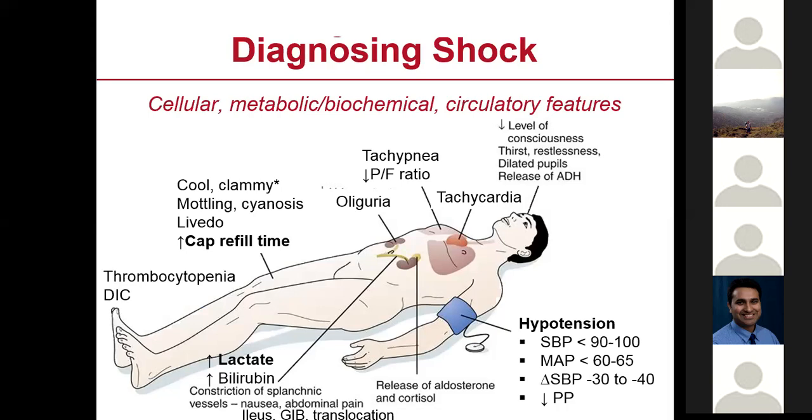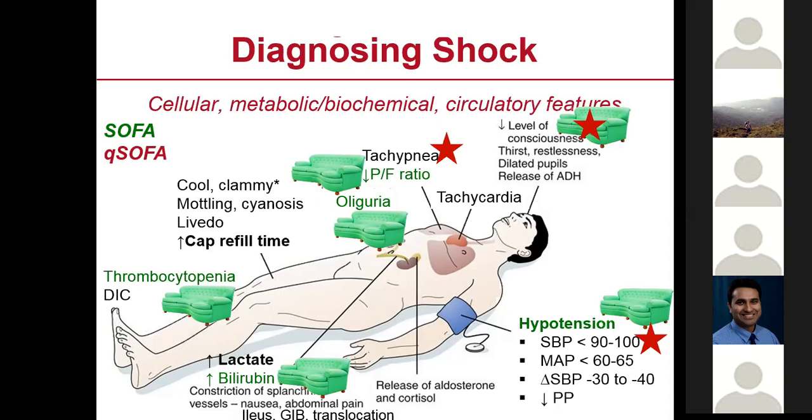There have actually been randomized trials of cap refill versus lactate in assessing shock. You can see manifestations in the GI system, in the blood, for example, thrombocytopenia or DIC. And then here are some parameters of hypotension. In guidelines and books, you'll see a systolic of less than 90 to 100, but I always like to think about my individual patient. What's their normal systolic and have they deviated from that? You can look for changes in the mean arterial pressure and pulse pressure.